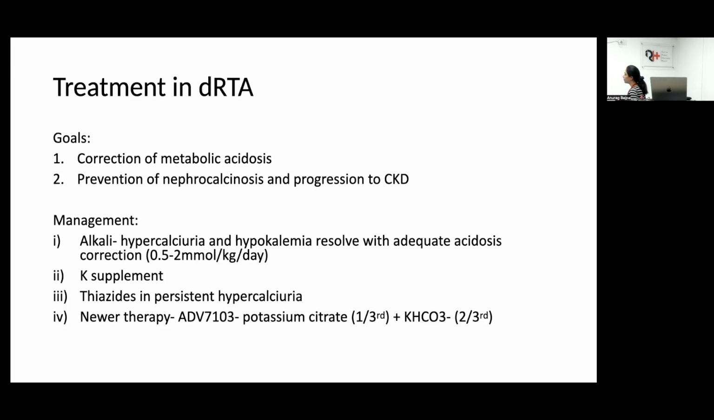and potassium bicarbonate, which requires only twice daily dosing as compared to the previous thrice daily dosing. It is found to have lesser GI side effects and therefore better compliance to therapy and a better metabolic profile in 2-year follow-up studies so far.